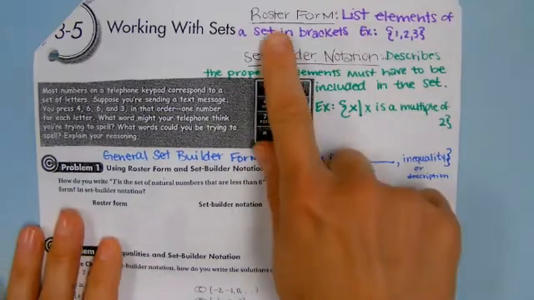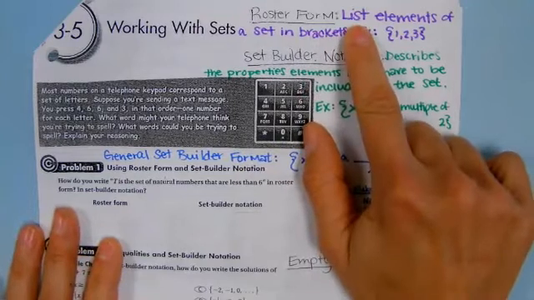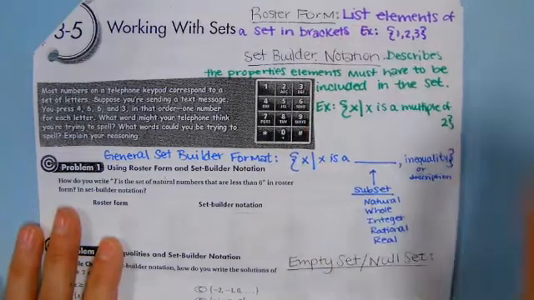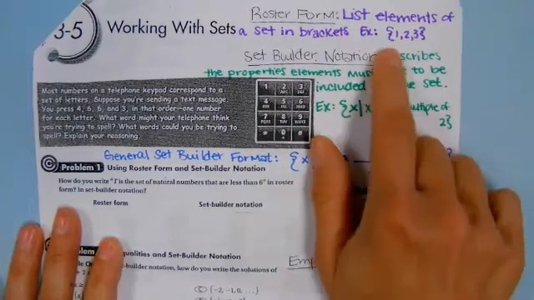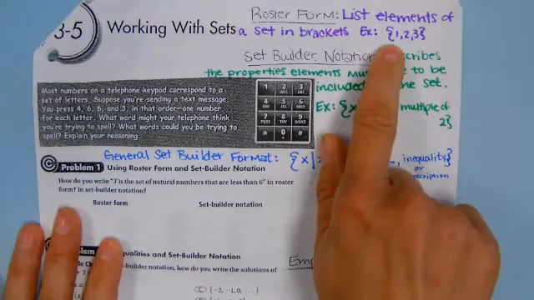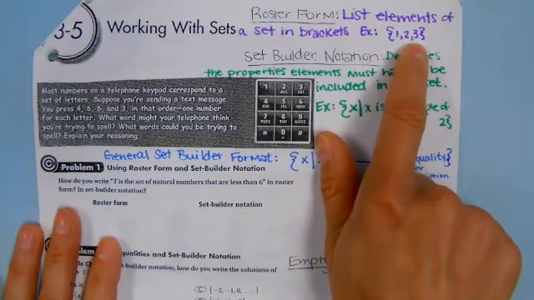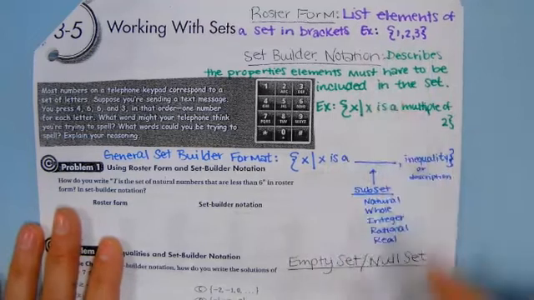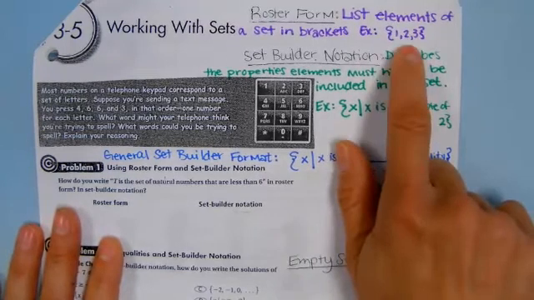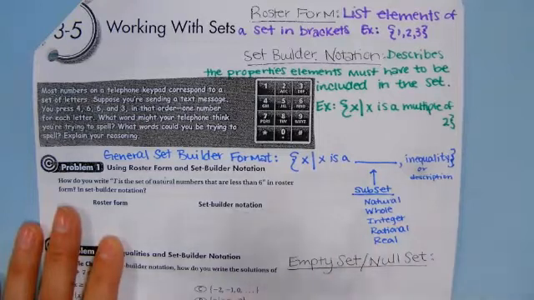The first one is called roster form. This is the easier one. This one, literally, you just list the elements that are in the set and you put them in brackets. So this is a bracket right here, and you're going to just list those elements in there. So if your answer choices are 1, 2, and 3, that's roster form: 1, 2, 3. And I'll show you that those get a little more complicated.